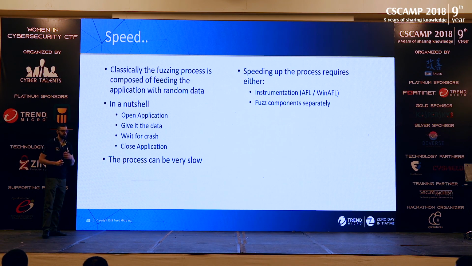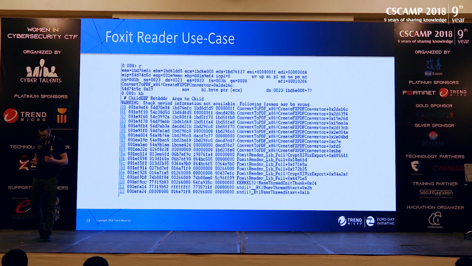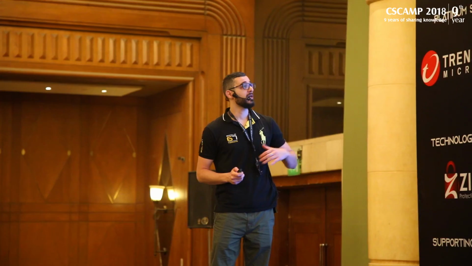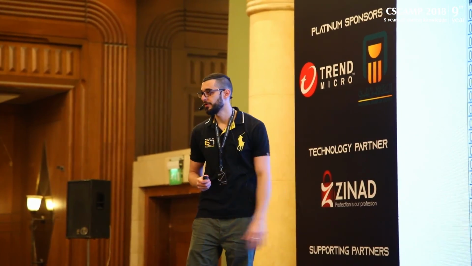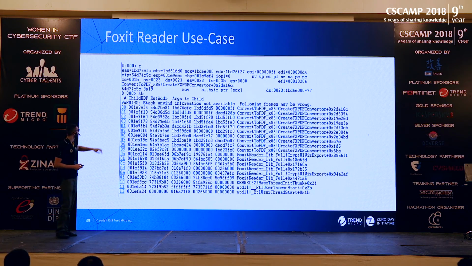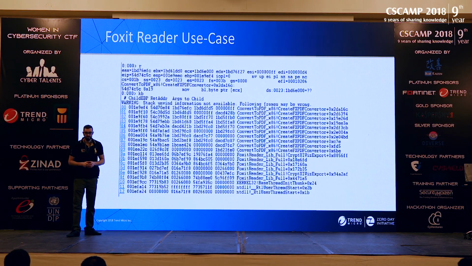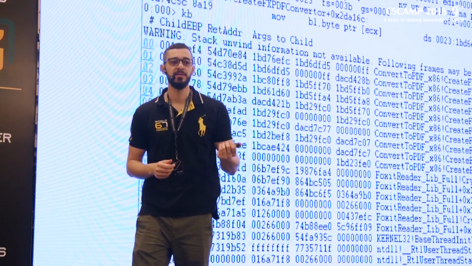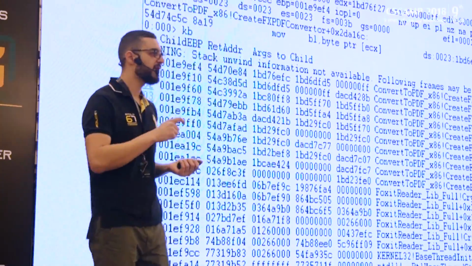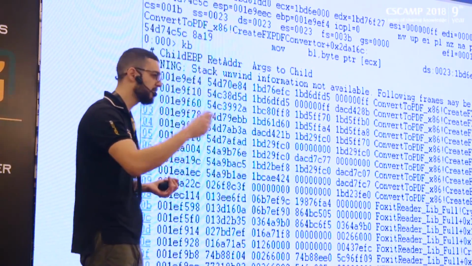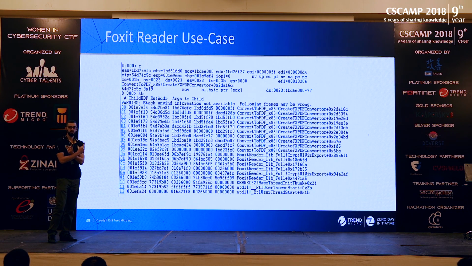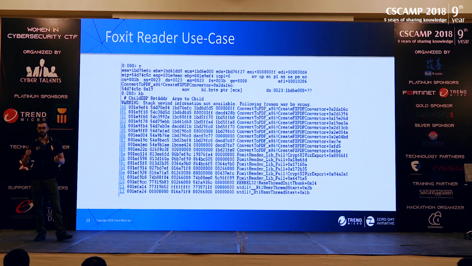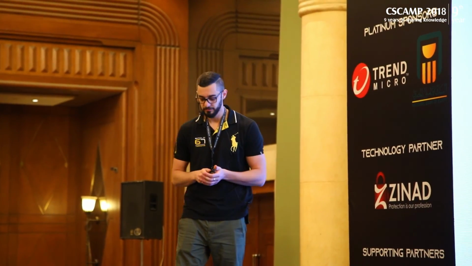So how do you actually make things faster? One day we started getting crashes that look like this. Specifically, this is a crash that we got in Foxit Reader, and the crash was in ConvertToPDF x86. The story behind it is that if you give Foxit Reader a specific image format, it's going to try to convert that image format to a PDF file. And then during the conversion process, a crash happens.